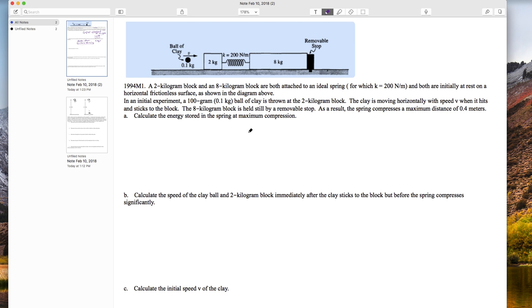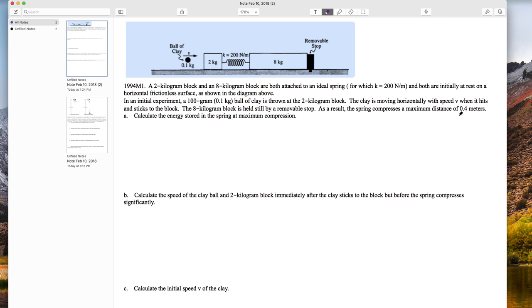Okay, so in this case we have a 0.1 kilogram block. It is a ball of clay. It hits a 2 kilogram block with a spring in between. Some values are given, and we want to figure out some things about compression of the spring and the like. So initially, if you read this for a second, we know we're trying to find the energy stored in the spring at maximum compression when this ball hits this 2 kilogram block.